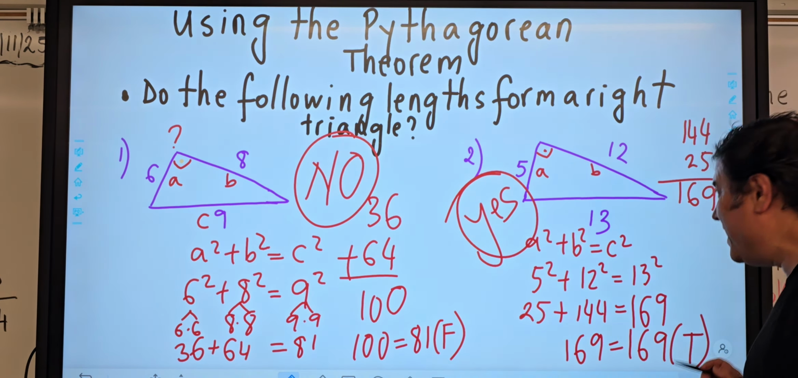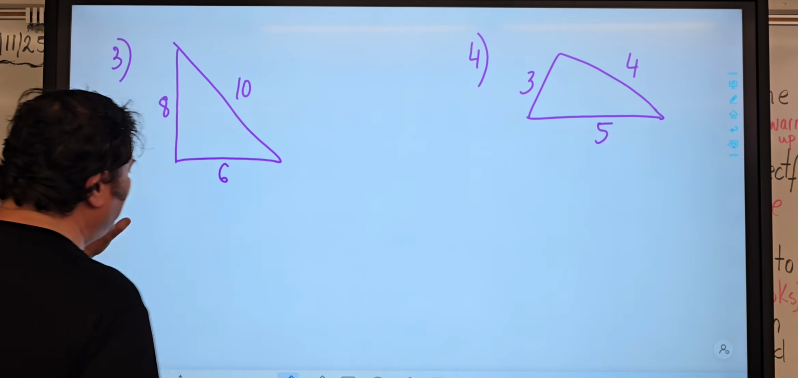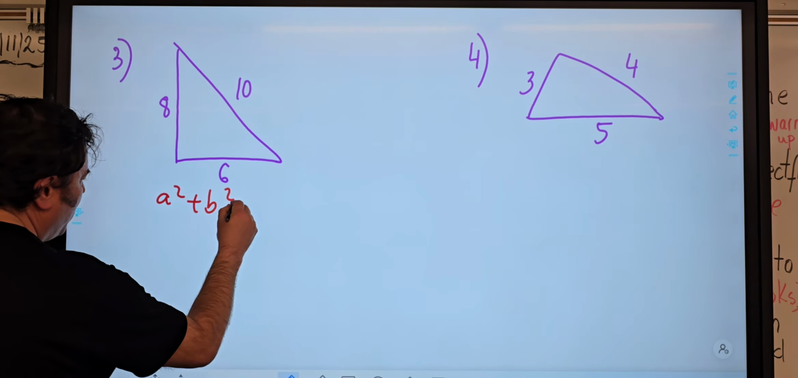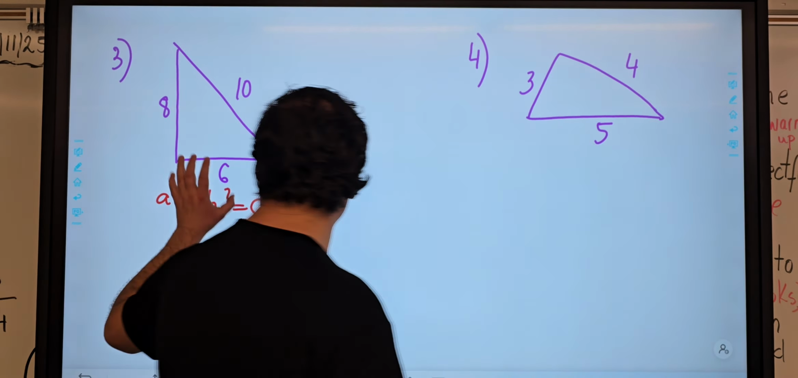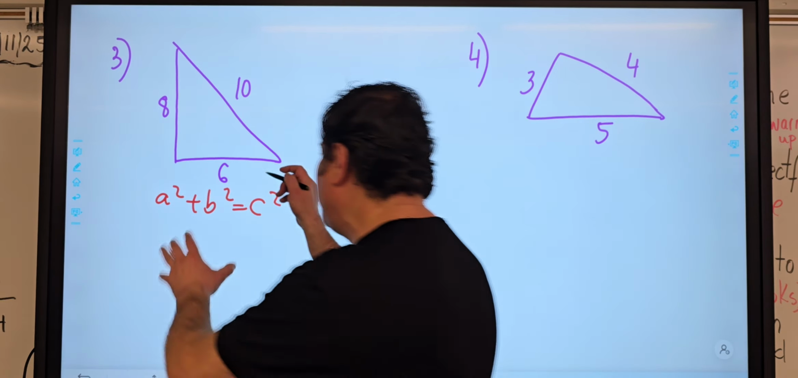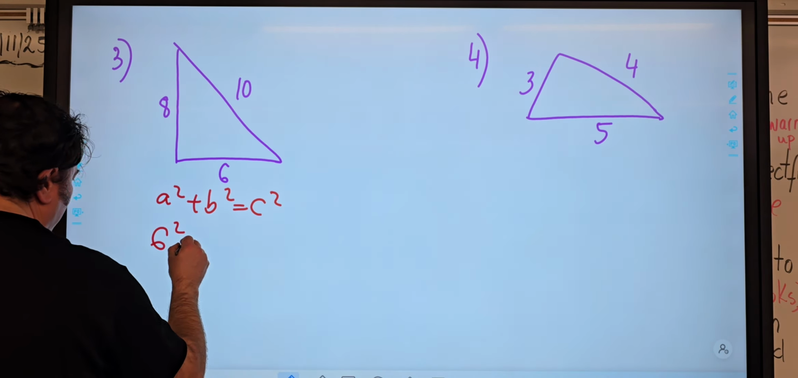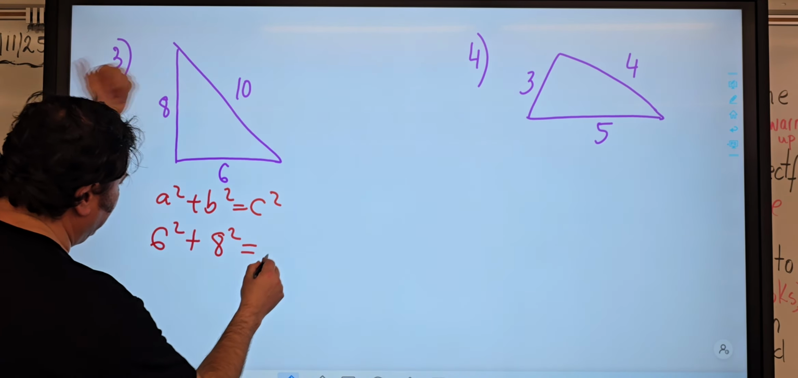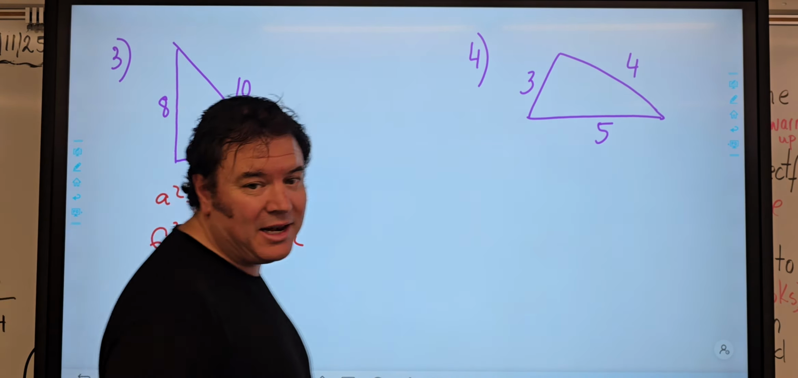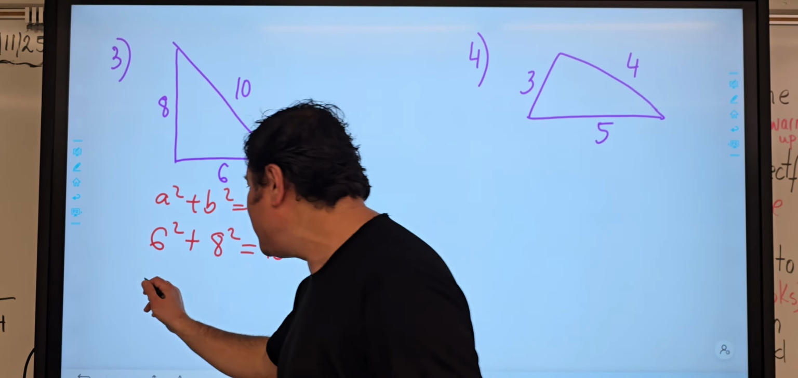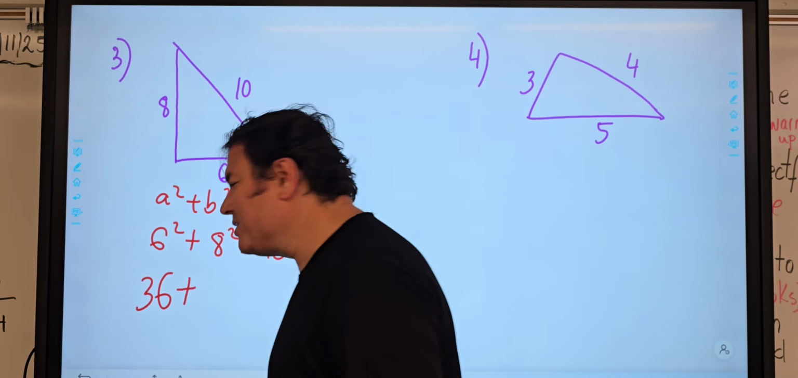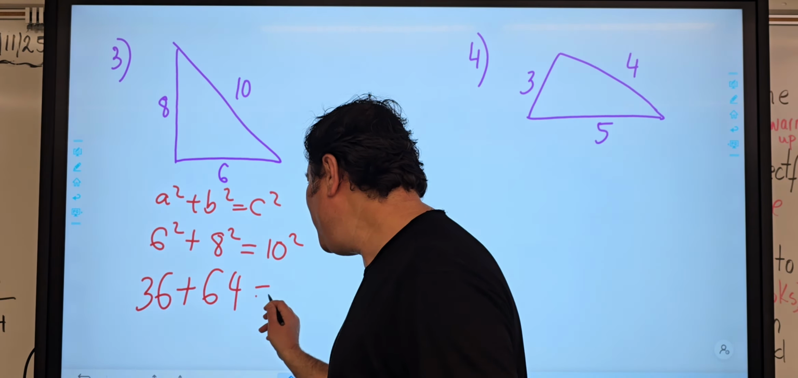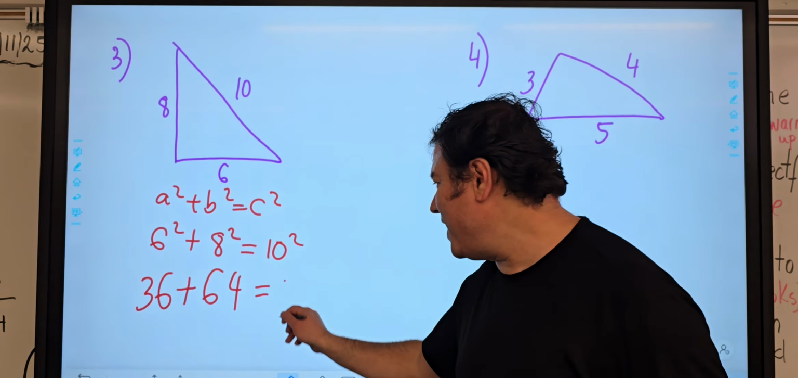Okay, let's look at number 3 now. The same thing. We always start with the Pythagorean theorem: a squared plus b squared equals c squared. In our case, 6 is going to be the smaller side, so let's call that 6 squared plus b squared, 8 squared, equals 10 squared. Let's see what we get there. 6 times 6 is 36, plus 8 times 8 is 64, equals 10 times 10, 100.